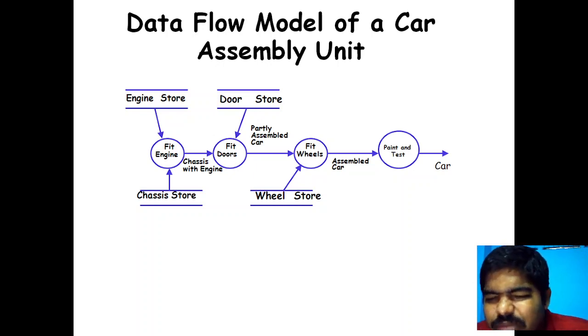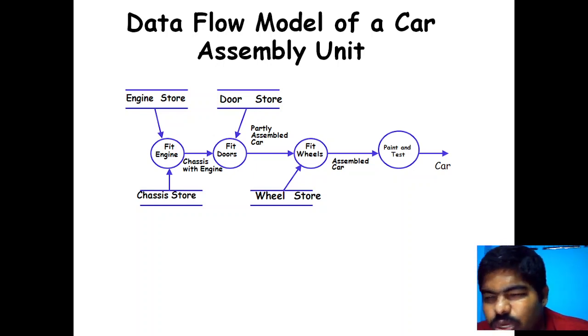Now it will be difficult to manage or to identify all the operations. So what we are doing, we are dividing it into parts. One is the engine store function, one is the door store function, one is the chassis store function, and one is the wheel store function. With the engine store function we fit the engine. With the door store function we fit the doors. With the chassis store we fit the chassis. With the wheel store we fit the wheels.